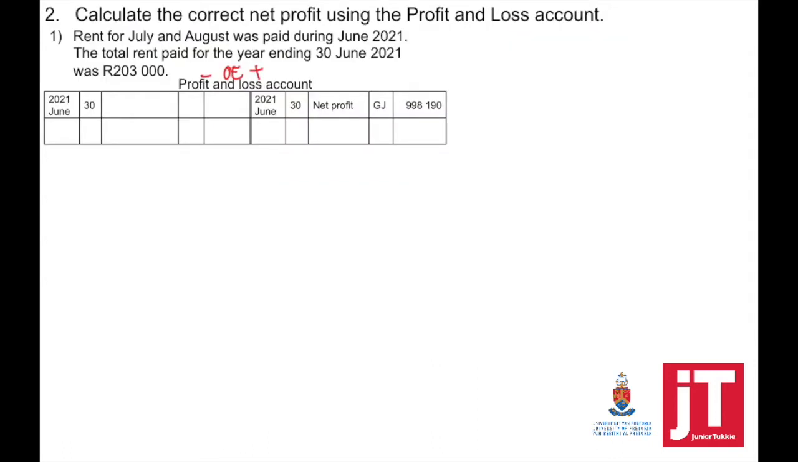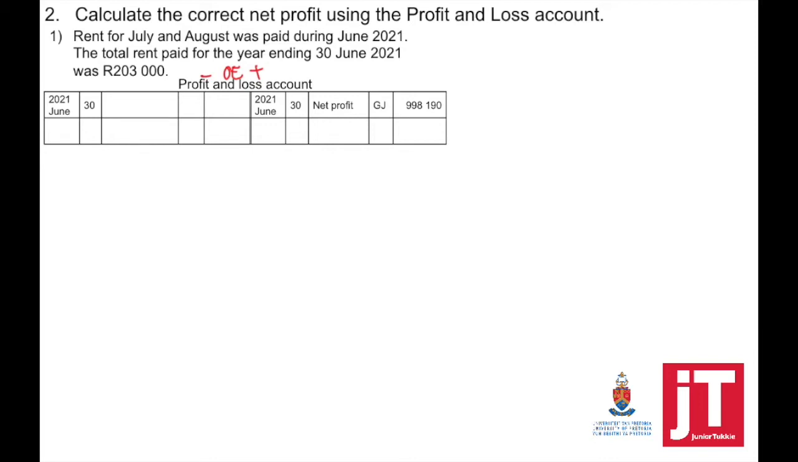So question number 2, calculate the correct net profit using the profit and loss account. The net profit has been given to you, and now we need to look at all the adjustments to see how will this affect the net profit. So we treat this profit and loss account as an owner's equity account, minus plus, because the net profit has an effect on the owner's equity.